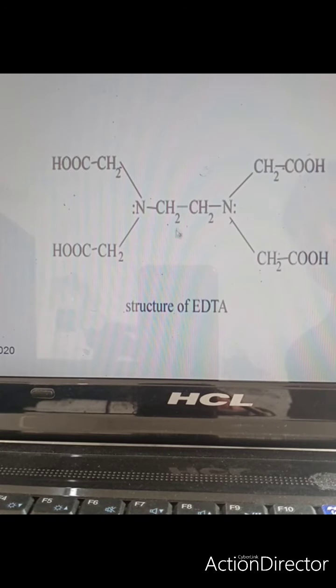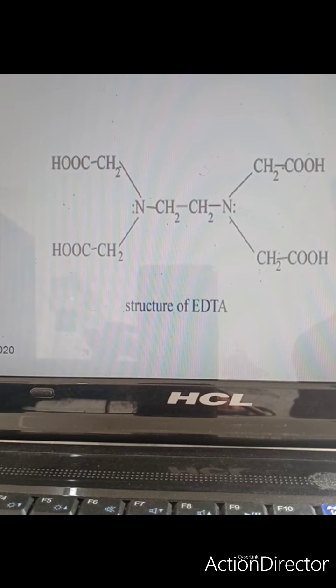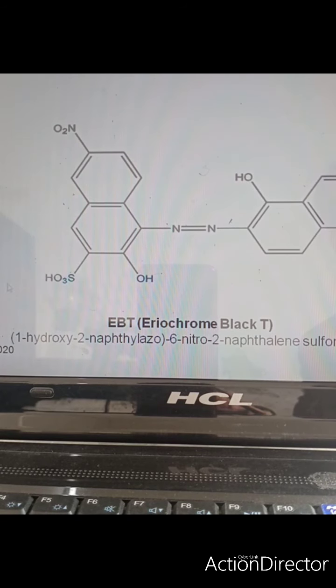This is the structure for EDTA, that is ethylene diamine tetraacetic acid. It is a hexadentate ligand. So it will form a complex with calcium and magnesium ions which are present in the hard water. Similarly, this is the formula for EBT, that is eriochrome black T. It is used as an indicator, and this also forms a complex with the calcium and magnesium ions. But when we compare the two, the complex formed with EDTA will be more stable as compared to the complex formed by EBT with calcium and magnesium.